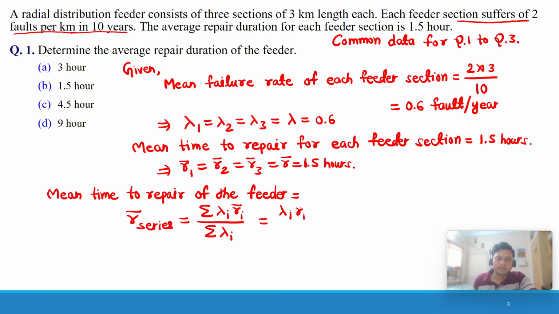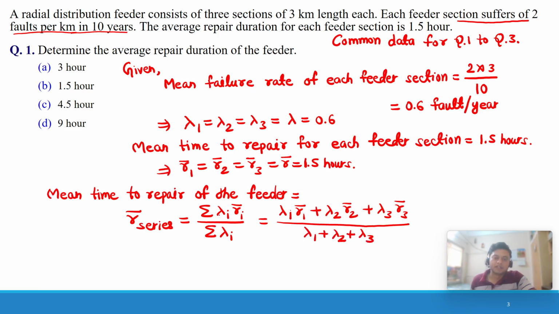Lambda 1 R1 bar plus lambda 2 R2 bar plus lambda 3 R3 bar, divided by lambda 1 plus lambda 2 plus lambda 3. Since these are all equal, whatever value we get will be R bar only. So this comes out to 1.5 hours. The correct answer for problem number 1 is B, 1.5 hours.